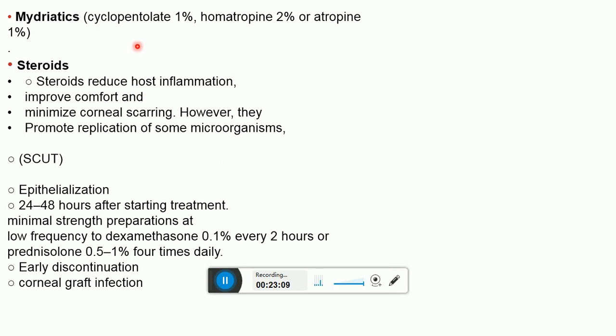Mydriatics such as cyclopentolate 1%, homatropine 2%, atropine 1% are used to prevent the formation of posterior synechiae and to reduce pain. Steroids reduce host inflammation, improve comfort, and minimize corneal scarring. However, steroids promote replication of some microorganisms, particularly fungi, herpes simplex, mycobacteria. Steroids are contraindicated if a fungal or mycobacterial agent is suspected.